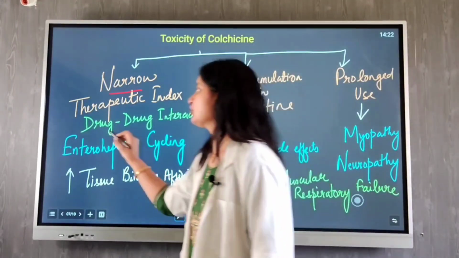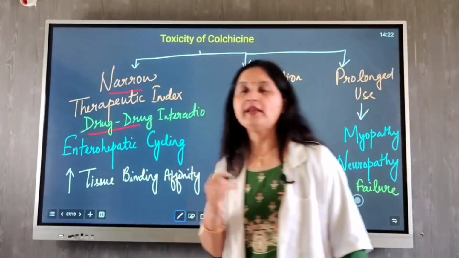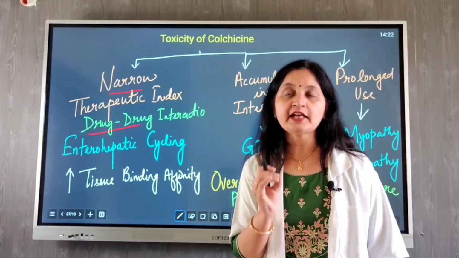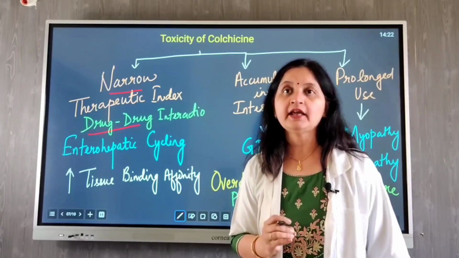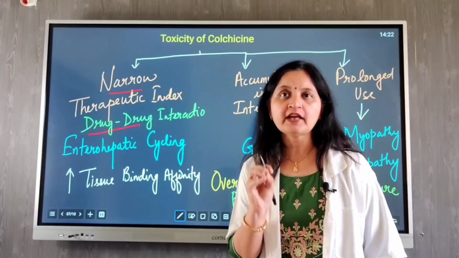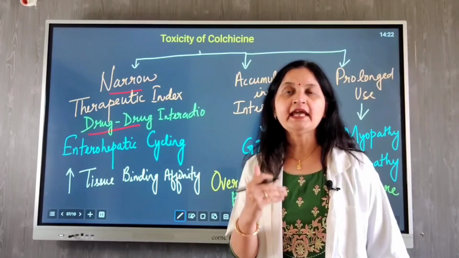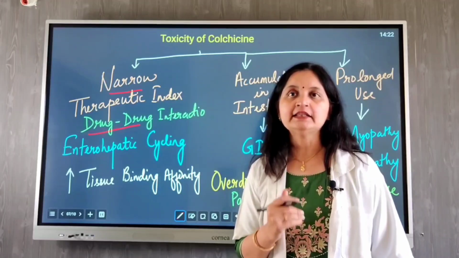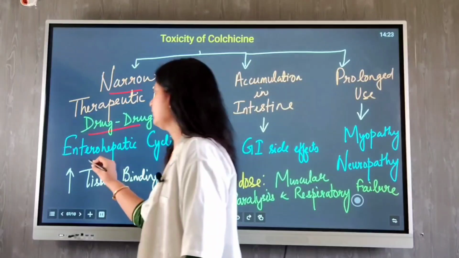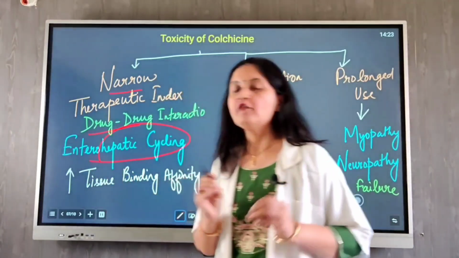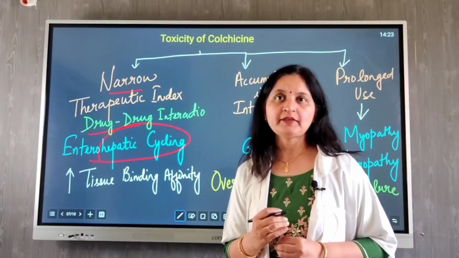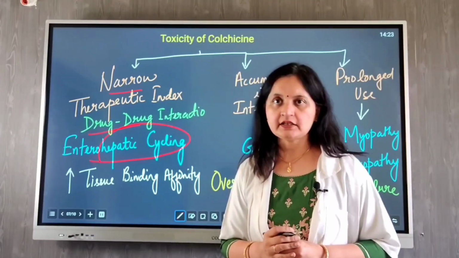Also, drug-drug interaction is a possibility with colchicine when administered with other drugs that are inhibitors of cytochrome P450. These are the enzymes that are responsible for metabolism of colchicine. So, inhibition of cytochrome P450 enzymes elevates the levels of colchicine, and this can lead to colchicine toxicity. Another property of colchicine is that it undergoes enterohepatic cycling, which means that it is metabolized by the liver, excreted in bile, reabsorbed from the intestine, and once again enters into the circulation.